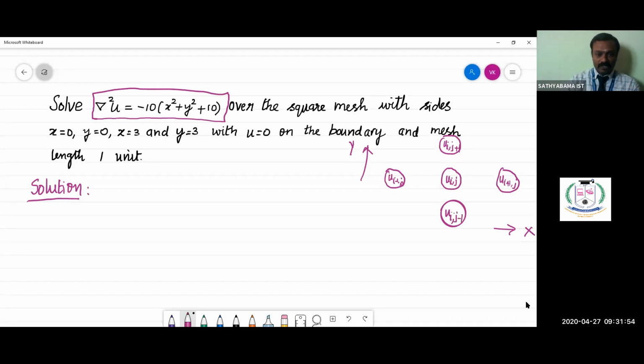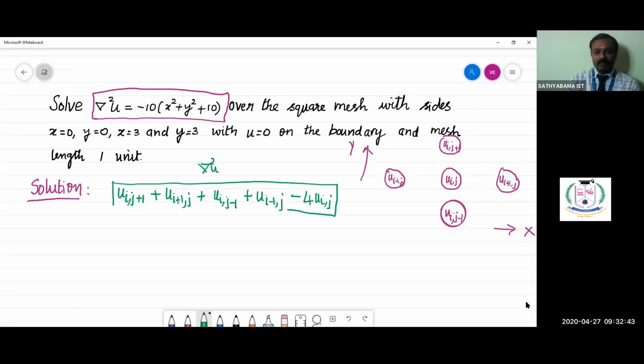So then the difference equation we saw in the last class is u i comma j plus 1, the point above, plus u i plus 1 comma j, the point to the right, plus the point below, u i comma j minus 1, plus the point to the left, u i minus 1 comma j, minus 4 times u ij. This is the difference equation corresponding to the partial differential coefficient del squared u. When you rewrite del squared u in terms of difference coefficients, we get this expression.